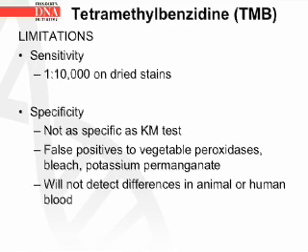Limitations of TMB: it is only sensitive up to a dilution of 1 to 10,000, and it is not as specific as the Kastle-Meyer test. You get false positives to vegetable peroxidases, bleach, and potassium permanganate. Also, it will not detect the differences in animal or human blood.